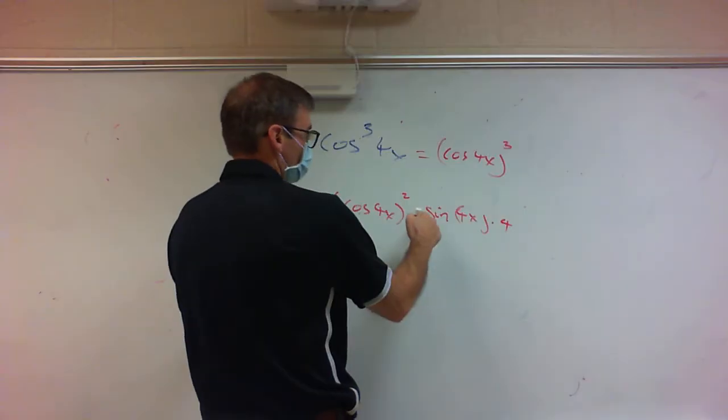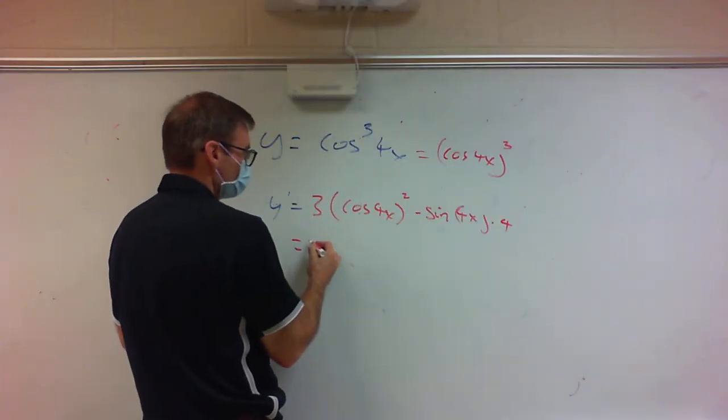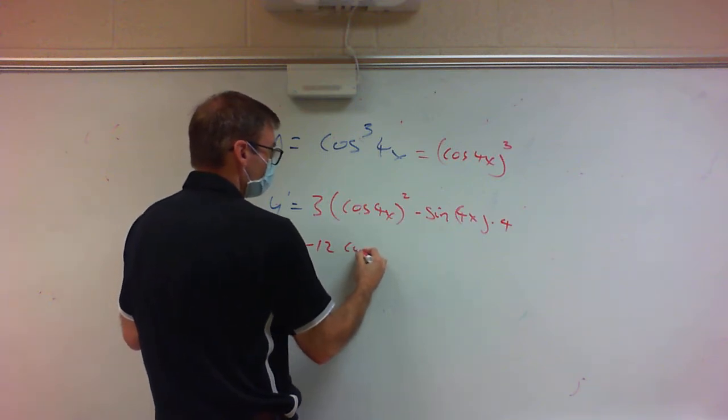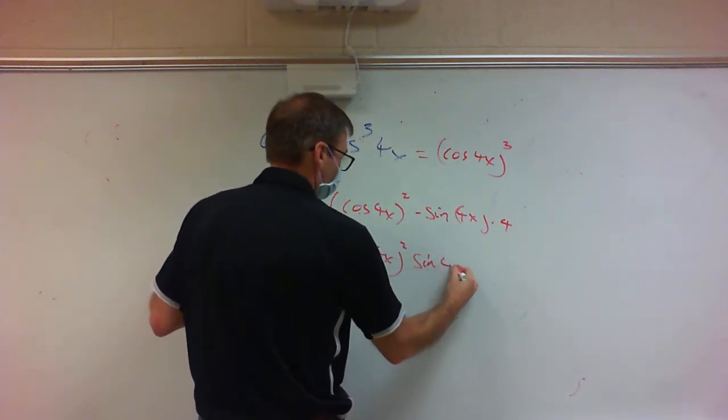And now to clean this up, that's technically a negative 1. So if I were to look at the answer in the back of the book, they would say this is negative 12 cosine of 4x squared times sine of 4x.